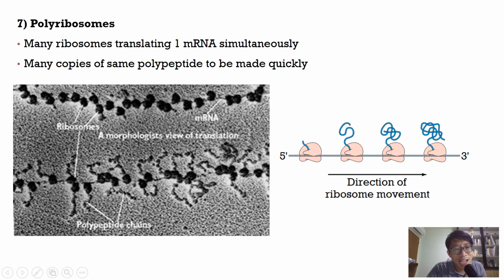These polyribosomes are found in both eukaryotes and prokaryotes. Both types of cells have such polyribosomes. Many ribosomes can bind to the same mRNA to translate the same mRNA simultaneously.